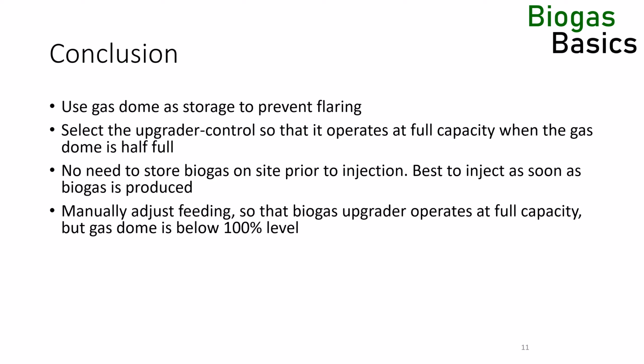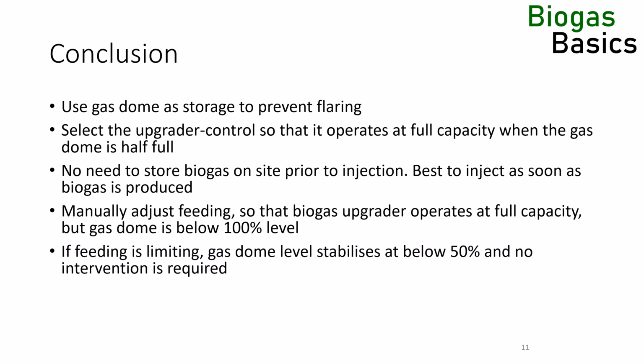Manually adjust the feeding to keep the gas dome level between 50% and 100%, or use a feedback control loop to adjust feeding so that the gas dome level stays constant at a value where the biogas upgrader operates at target output. This maximizes the plant output and minimizes flaring. If the plant is already at its feeding maximum and the upgrader is not at its maximal flow rate, the gas storage level will stabilize under the 50% level and no intervention is required.